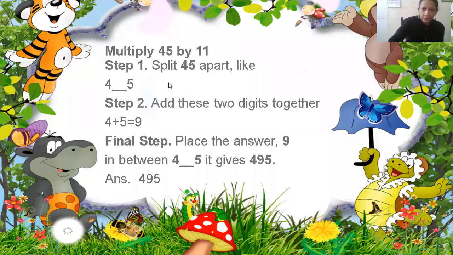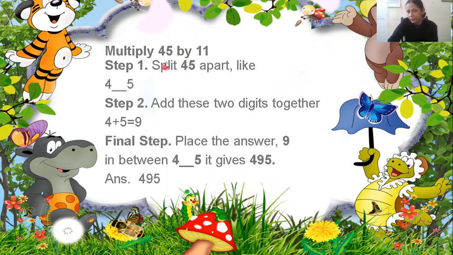Look here, this is the question I have given to you. In this question, you have to multiply this 45 with this 11. So how can you do this? Now let's see how we can do this. 45 multiplied by 11. First step, this is our step number one. You have to split the terms.